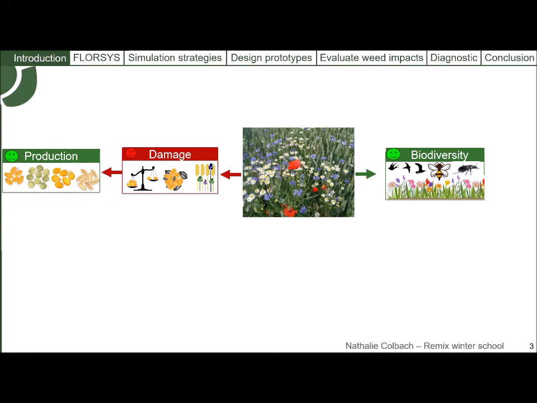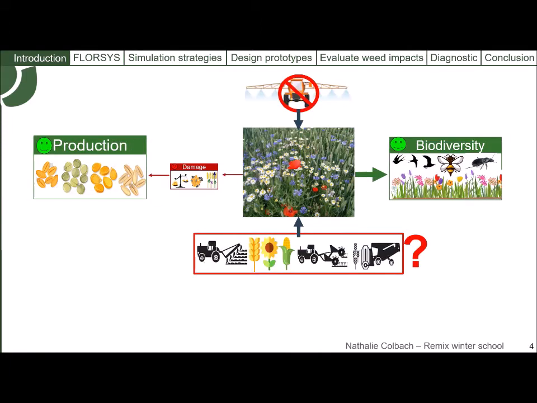Until recently, weeds were managed with frequent applications of herbicides, but today we have to reduce herbicide use because of environmental issues and health issues. And this means that we have to design new cropping systems that use little or no herbicides and that combine all other cropping techniques with the same aim. We still have to reduce weed harmfulness for crop production, but we now also want to increase weed contribution to biodiversity.